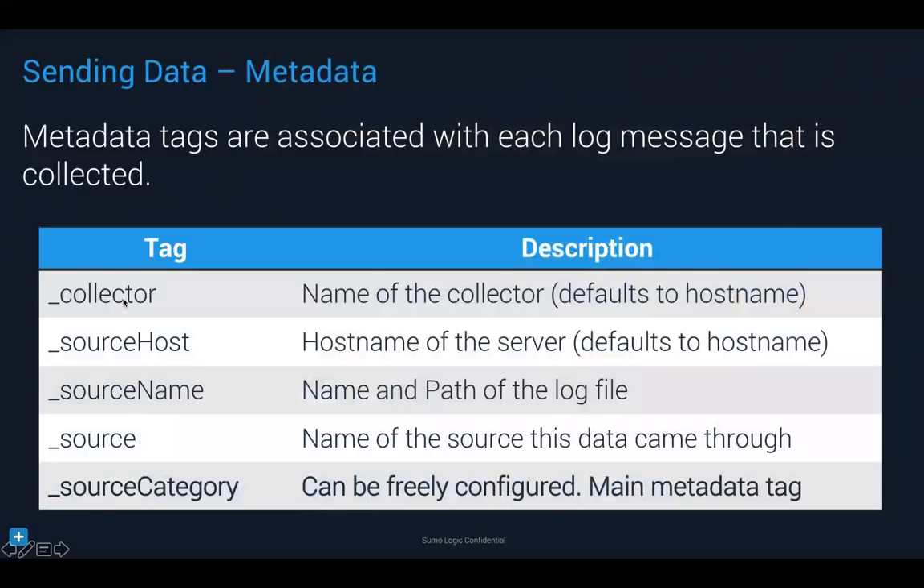The collector, which is the name of whatever you named your collector. The source host, which is just the name of the host where the data came from. A source name, which is the name and the path of the log file itself where the data came from. Source, in this case, for example, you could have Apache access data or Apache error data. So the source itself can help you define that. And then the last one is source category.